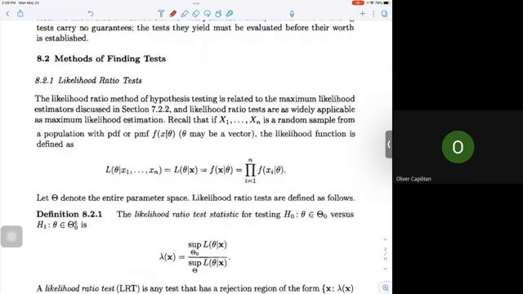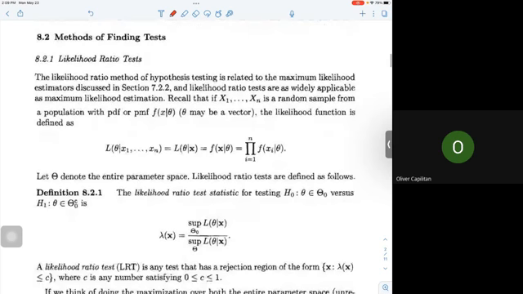So the likelihood ratio method of hypothesis testing is related to the maximum likelihood estimators discussed in section 7.2.2. And then the likelihood ratio tests are as widely applicable as maximum likelihood estimation. Recall that if we have a random sample, these random variables x sub 1 up to x sub n from a population with PDF or PMF, a small f of x given our parameter theta, this theta may be a vector. So the likelihood function is defined as the function of our parameter theta given our sample.